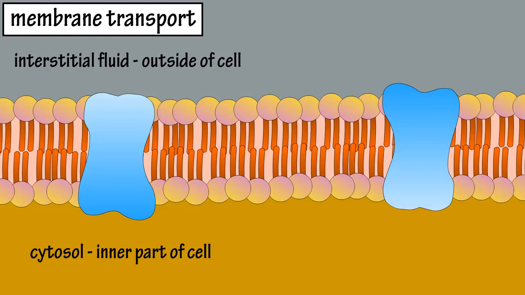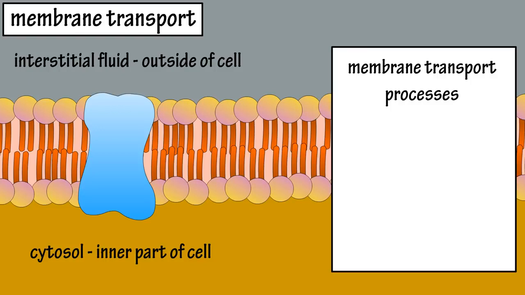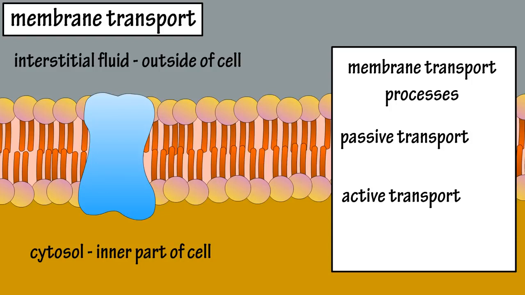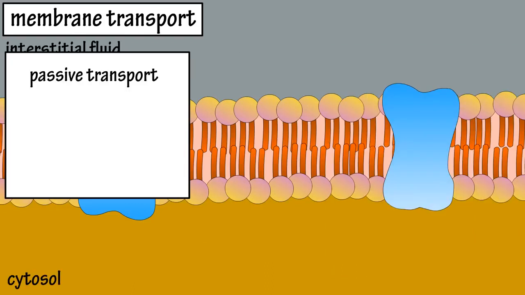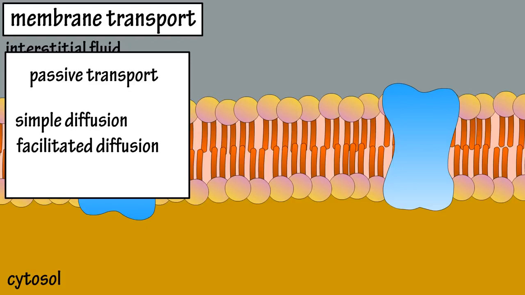Substances move into and out of a cell through several different processes called membrane transport. There are two main processes: passive transport processes and active transport processes. The main difference between the two is that passive processes do not require energy expenditure, and active processes do require the cells to expend energy. Let's start by looking at the passive processes, which include simple diffusion, facilitated diffusion, and osmosis.